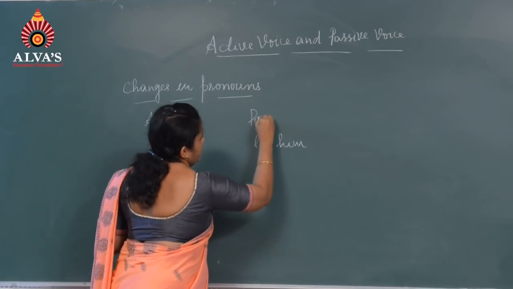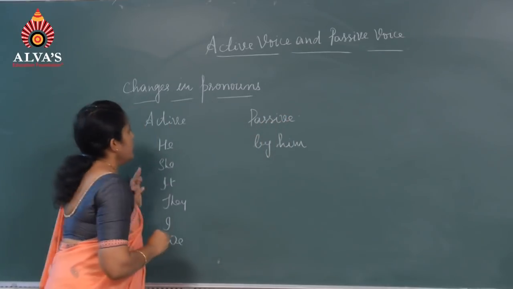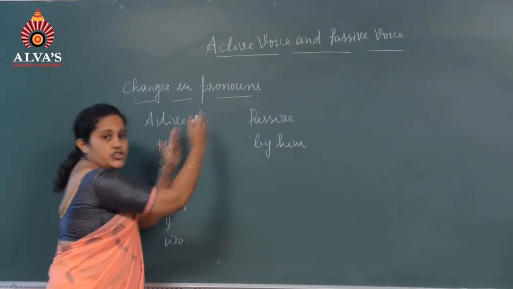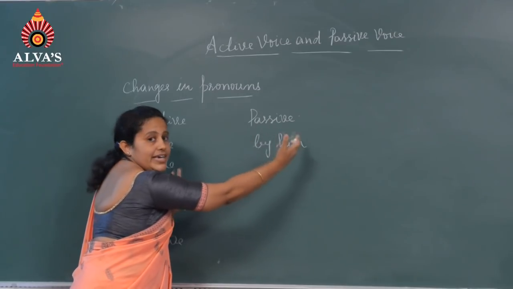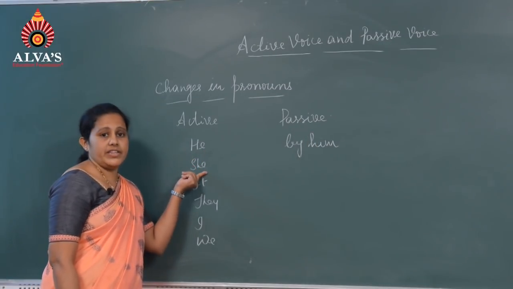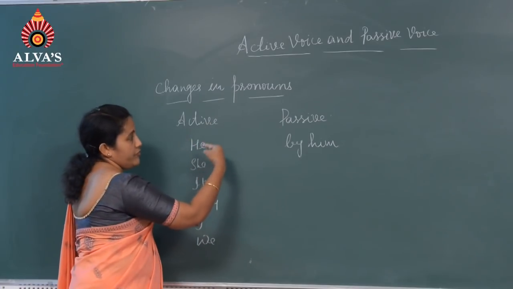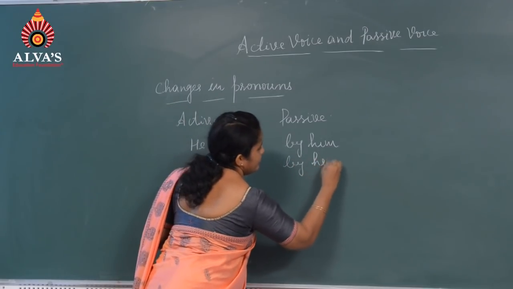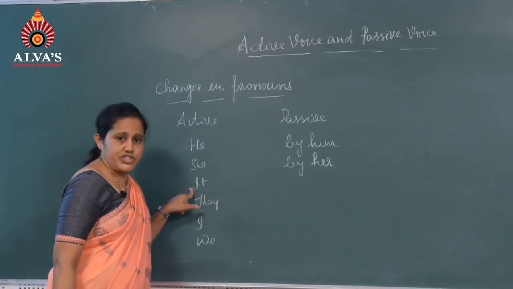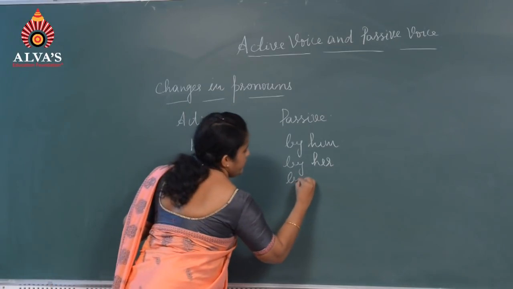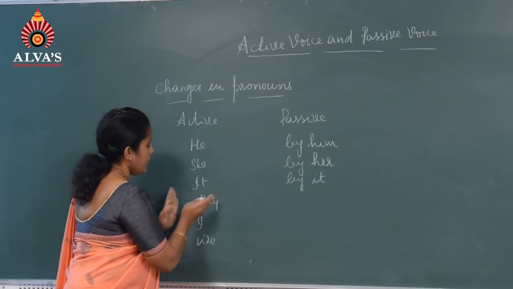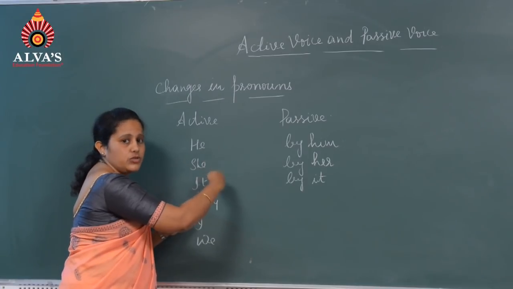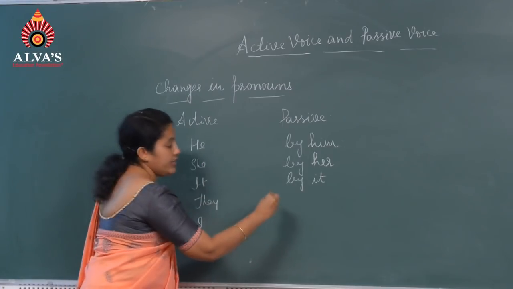This is passive voice. In the active voice, if there is a he in the subject, when we change into passive voice, it becomes by him. If there is she in the active voice, when we change from active to passive, she becomes by her. If it is it, by it in the passive voice. If it is they in the active voice, when we change from active to passive, they becomes by them.